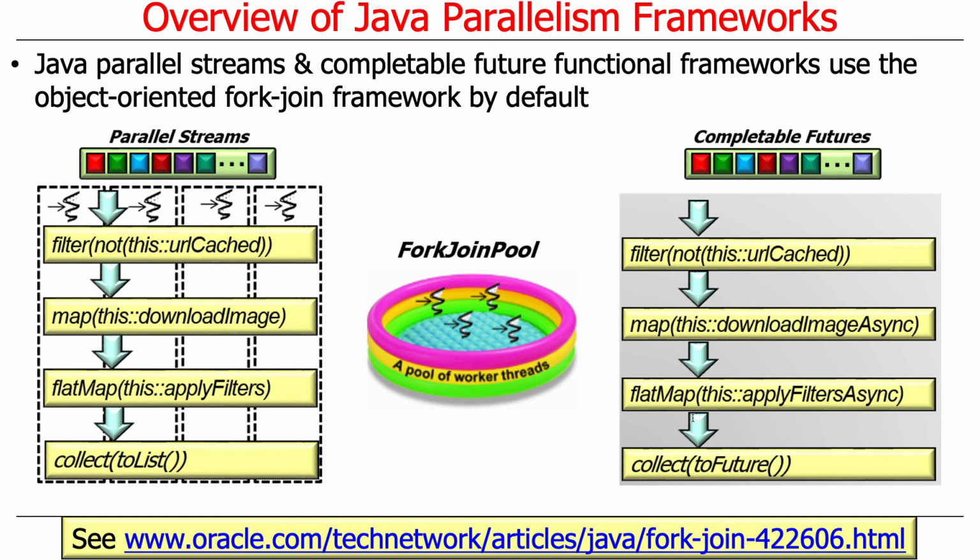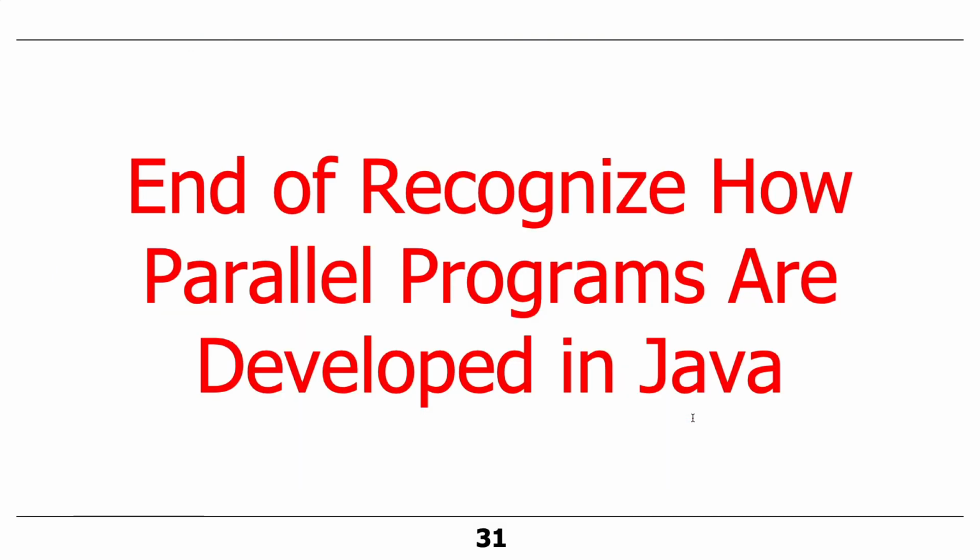So, as I mentioned before, the Java parallel streams and completable future functional frameworks use the object-oriented fork join framework by default, although there are some ways to overcome that. The various reactive streams implementations can use the fork join framework, but they often come with their own internal pools that are designed in a slightly different way for other purposes. Okay, so that's an overview of how parallel programs are developed in Java. We're going to spend the bulk of the semester focusing on those programming models.